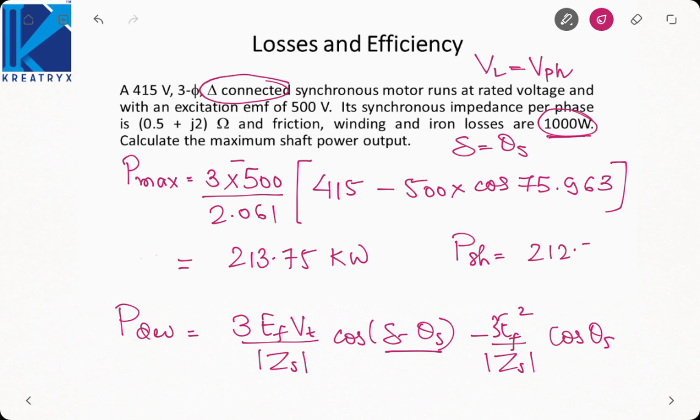Okay. Now we know the friction and the iron losses are 1 kilowatt, which means shaft power will be 212.75 kilowatt. I have just subtracted 1 kilowatt corresponding to the losses, which gives me the total shaft power output. So remember this: whenever you are dealing with a synchronous machine question, please carefully look at whether the machine is star connected or delta connected. That will immensely help you in finding the solution.